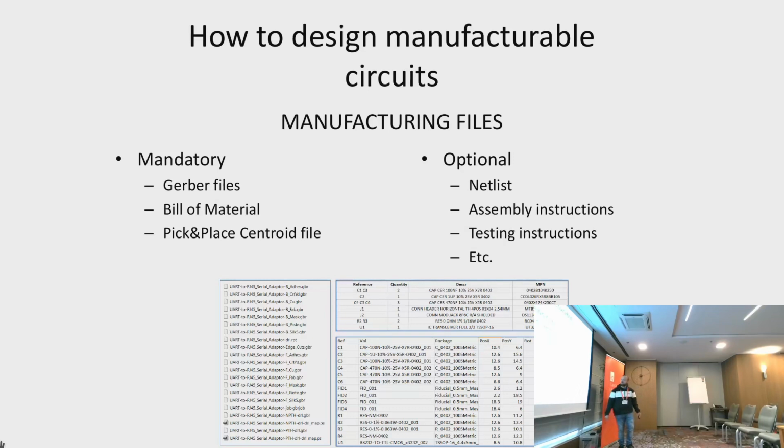And the last one is the pick and place centroid file. So for every component on your circuit, you have the XY coordinate and the rotation. So one of the machines that you use in PCB production will pick every component and place it on your PCB in the right location and with the right orientation. Again, those ones you don't need to write on your own. They are generated by the tool if you do the previous steps correctly.